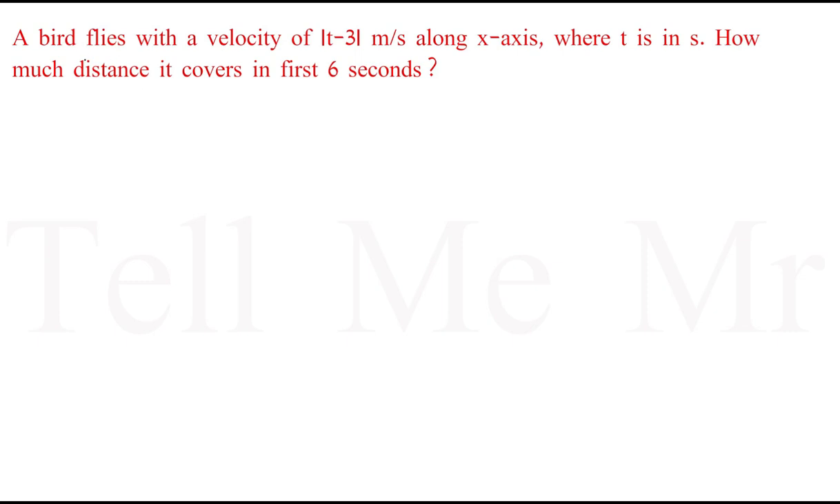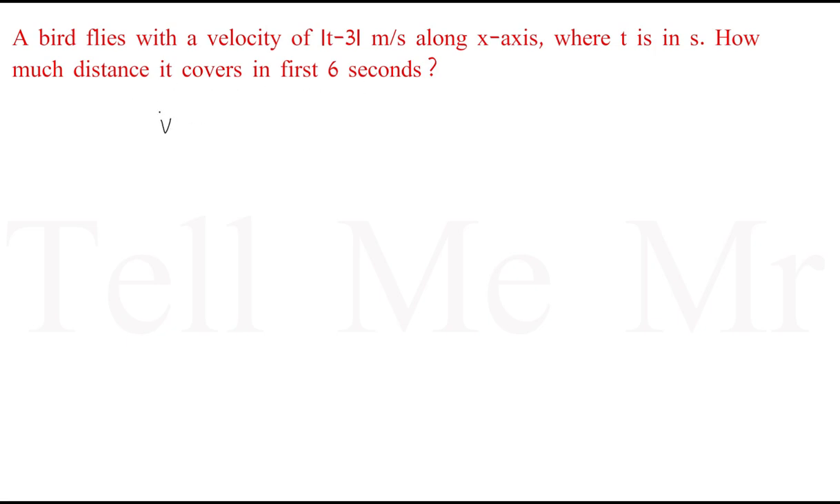Students, so today we will solve this problem of the chapter motion in a straight line, or motion in one dimension, or motion along a straight line. This question says a bird flies with a velocity of mod t minus 3 meters per second along the x-axis, where t is in seconds. How much distance does it cover in the first 6 seconds?